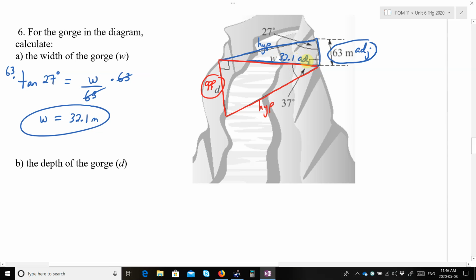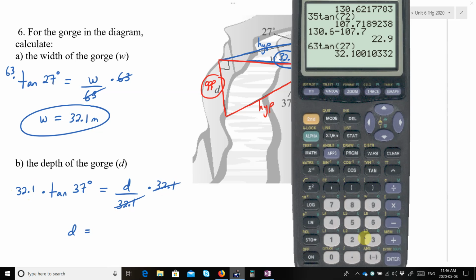And that's going to be the adjacent side. Okay, so again, we're working with opposite and adjacent. So we would have to go tan of 37 degrees equals, the opposite is D, the adjacent is 32.1, and multiply both sides by 32.1. D is 32.1 tan 37, bang, 24.2.